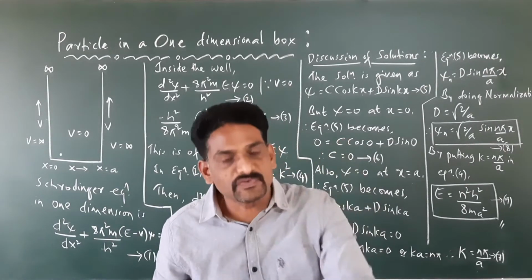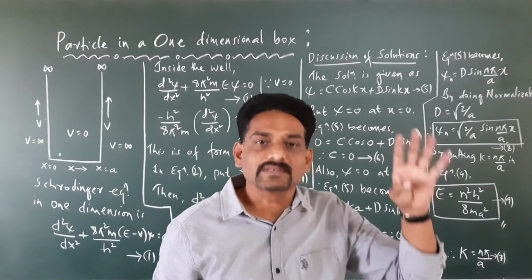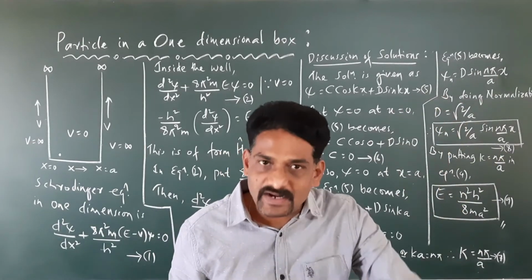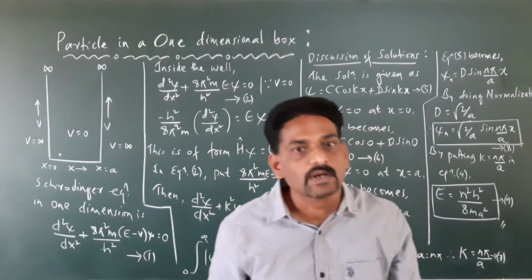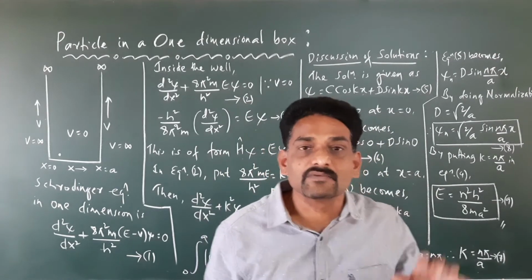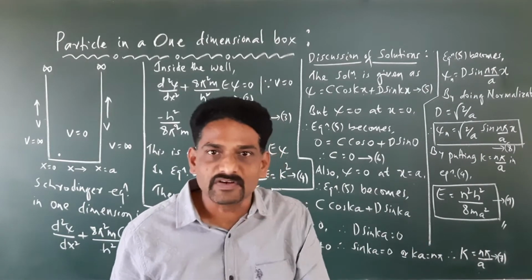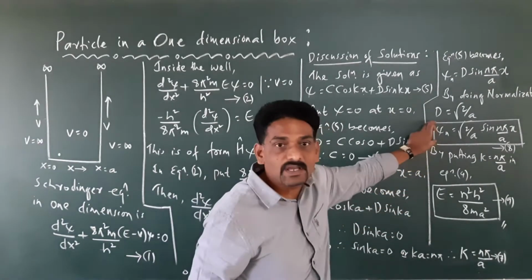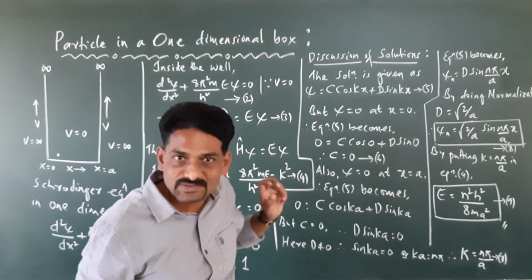Only those functions will satisfy the three conditions. What are those? Psi is single valued, psi is finite everywhere, and psi and its first derivative are continuous. Only those wave functions which satisfy all three conditions will be called eigenfunctions. So this is the wave function of the particle in a box.